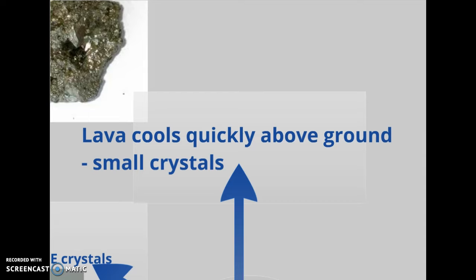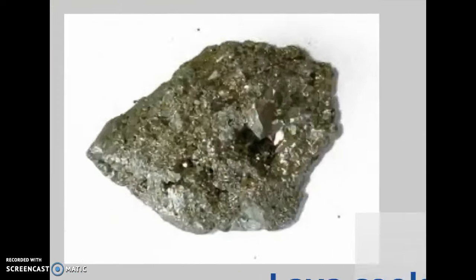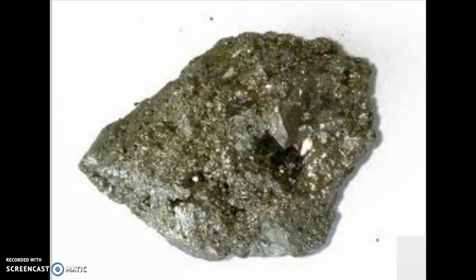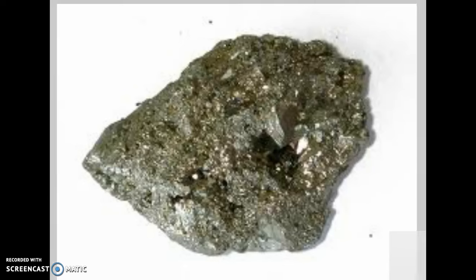So the difference is, if it cools beneath the Earth, we call it magma. It has longer to form, so we get large crystals. If it cools from lava above the Earth's surface, it will cool much quicker, and we will get small crystals where we would need a magnifying lens to see them. So one way a mineral forms is from molten rock, either magma or lava.